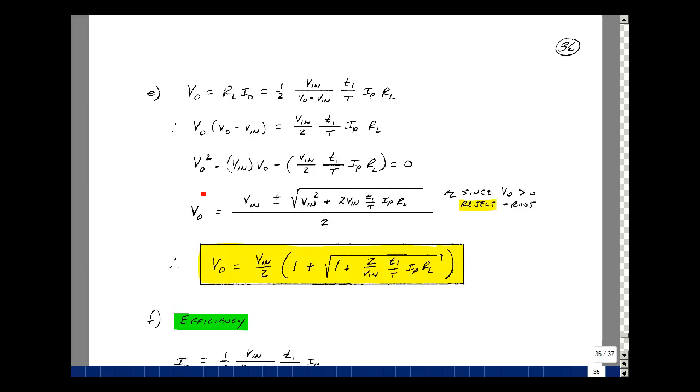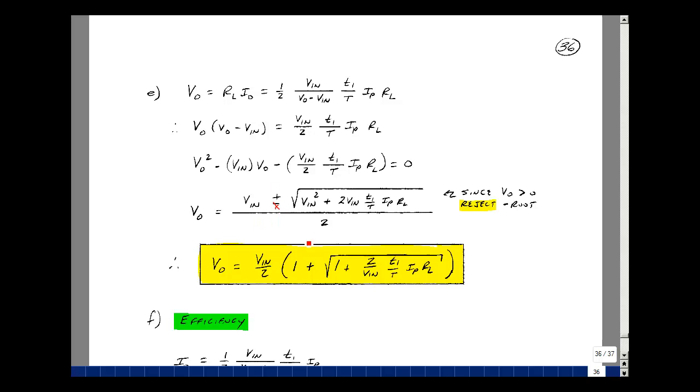Now this looks like some x squared plus something times x plus something that doesn't multiply x, so we could use the quadratic formula. That's going to be equal to minus b, which is this term, plus or minus the square root of b squared, minus 4 times 1 times this quantity. So we'll get a plus, the 4 and the 2 become a 2, Vn, T1 over T, I sub P, R sub L. Now there are 2 roots here, but there's a Vn in here squared, and so this quantity is going to be bigger than this one, because I've got something added to it. So the negative term here must be the one we throw away.